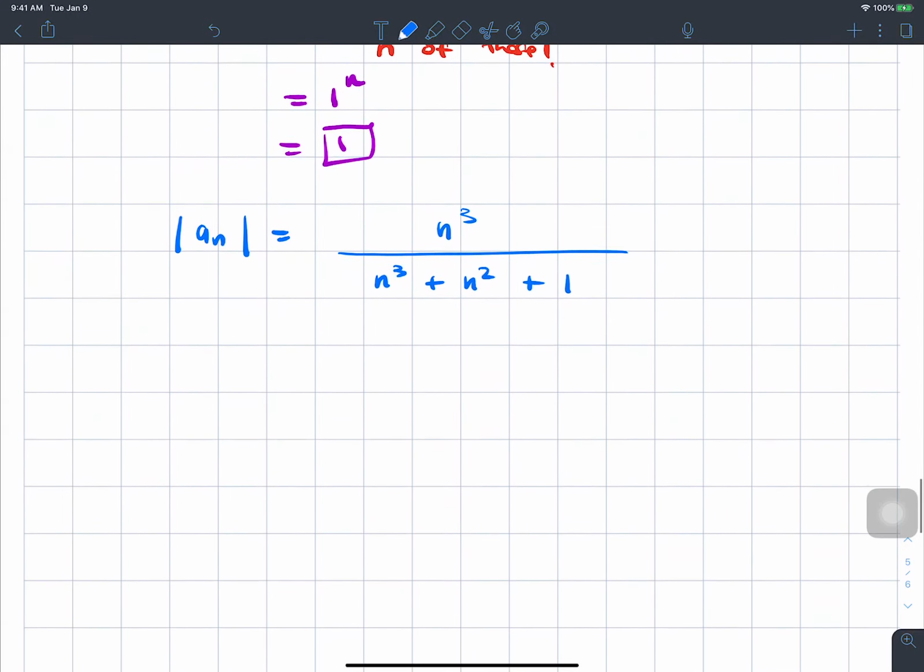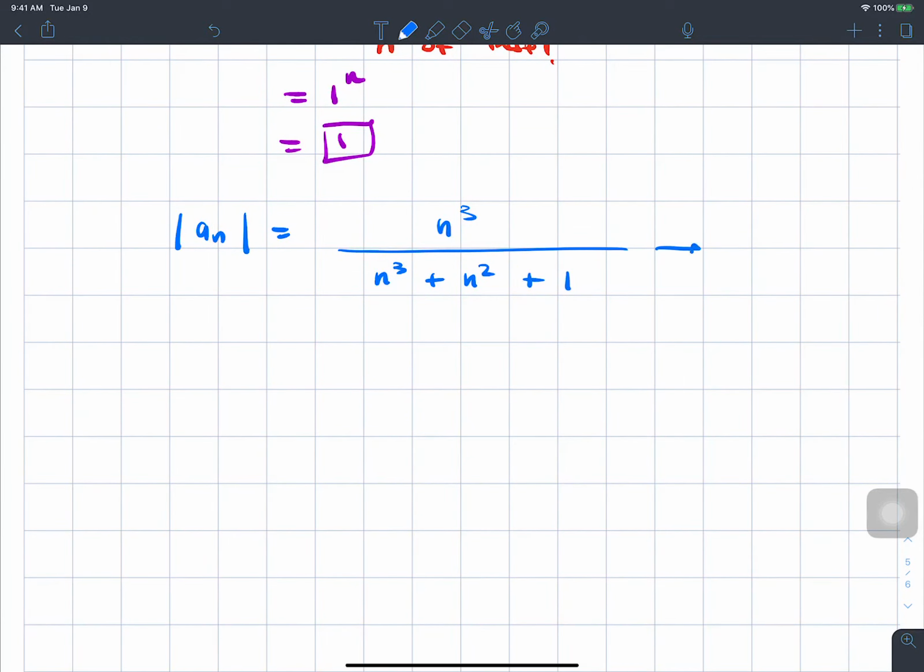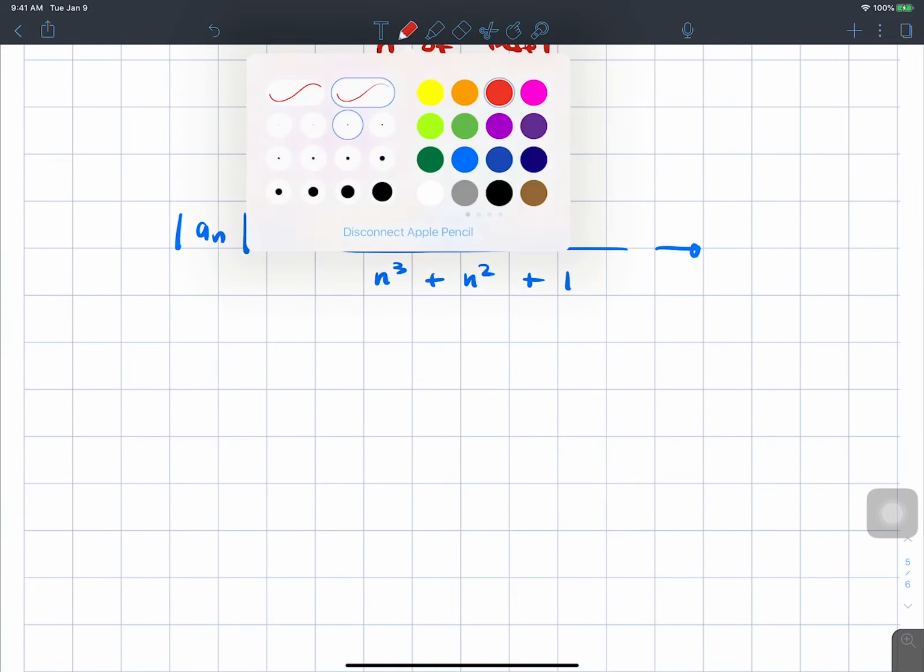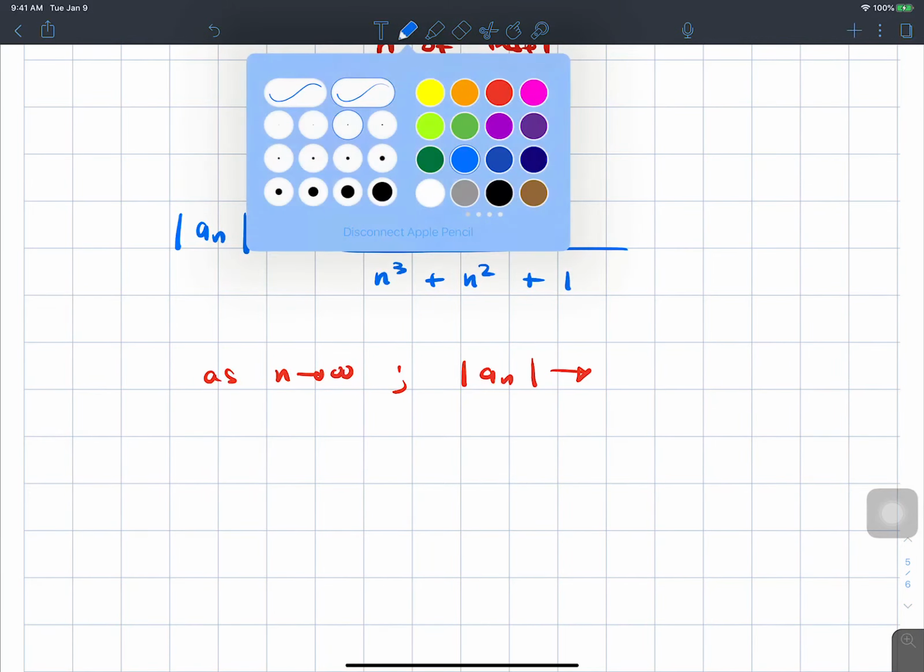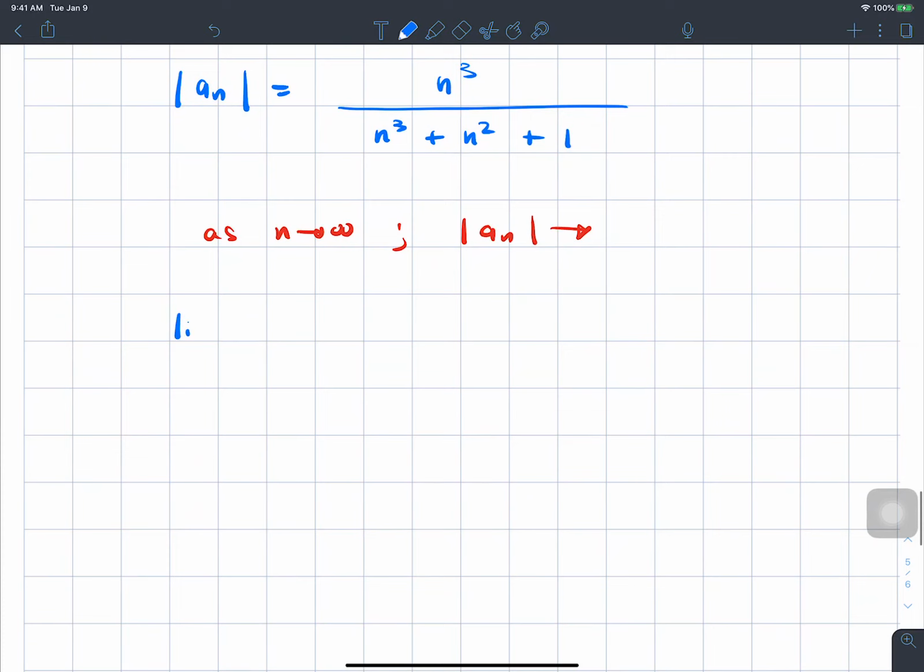And we want to see now, where does this go to as n gets big? So let's put that in red. So where does this limit go to? As n gets big, we want to know where the absolute value of a_n goes to. And all that means is apply the limit here. So the limit, n goes to infinity, of the absolute value of a_n is the limit of n cubed over n cubed plus n squared plus 1.